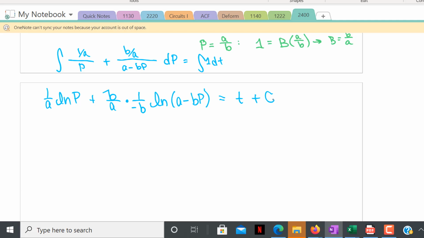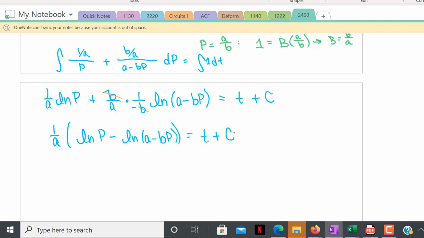Okay, so on the left, the b's cancel. And then both terms have 1 over a, so I can factor that out. And I'm left with ln of p minus ln of a minus bp equals t plus c. I'm going to eventually want to exponentiate.